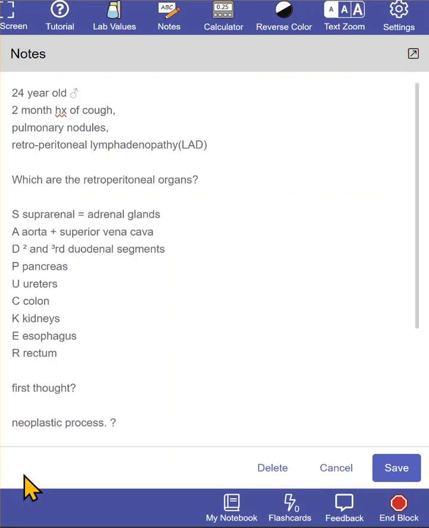So fun fact about, so 24-year-old male, 2-month history of cough, pulmonary nodules, retroperitoneal lymphadenopathy. So I went down a rabbit hole here on retroperitoneal organs. So we have SAD PUCKER, right? So we have suprarenal equals adrenal glands, aorta, superior vena cava, the second and third duodenal segments, the pancreas, the ureters, the colon, the kidneys, the esophagus, the rectum. So those are all retroperitoneal organs.